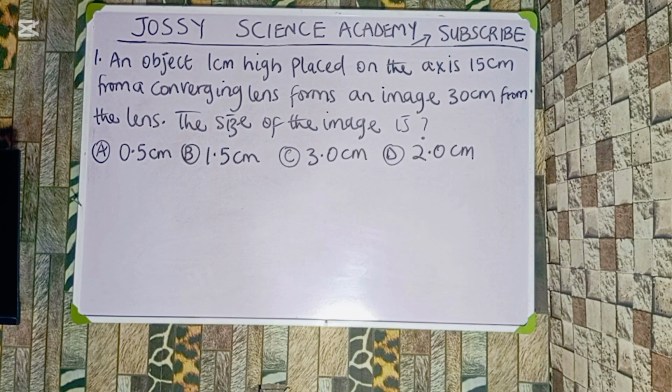An object 1 centimeter high placed on the axis 15 centimeters from a converging lens forms an image 30 centimeters from the lens. The size of the image is what? Option A 0.5 centimeters, option B 1.5 centimeters, option C 3.0 centimeters, option D 2.0 centimeters.